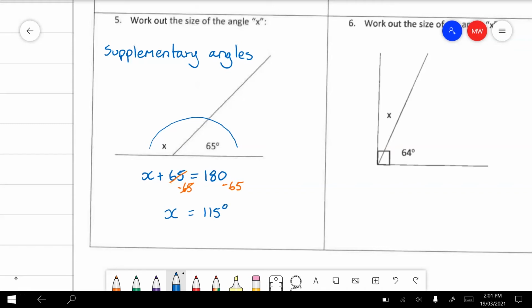It's important not to forget your units, and in geometry, we usually write a justification for our answer. So you might write in supplementary angles add to give 180 degrees, or you might abbreviate it like that.